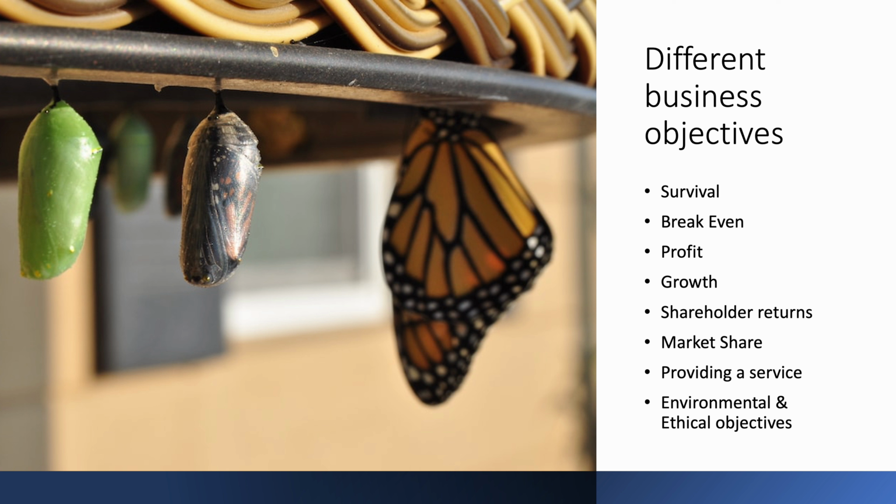Growth. This is where the business wants to expand in size, sales, or operations over time. Shareholder returns. The business seeks to increase dividends and share value to satisfy its investors. Market share. The business wants to increase its percentage of total sales in its industry compared to rivals. Providing a service. This is where the business aims to meet customer needs by offering reliable goods or services. And then finally we have environmental and ethical objectives. The business aims to operate responsibly, protecting the environment by possibly reducing its carbon footprint and treating people fairly.